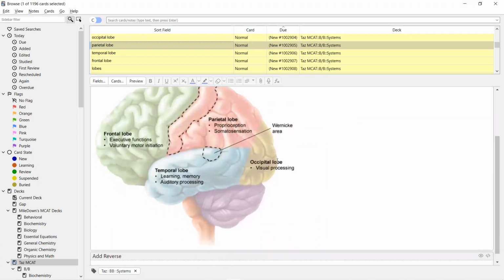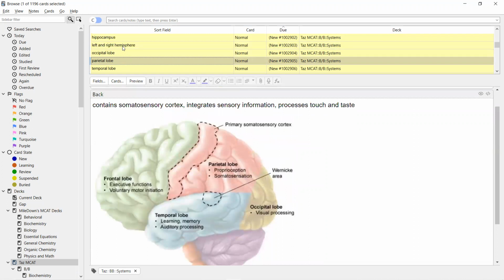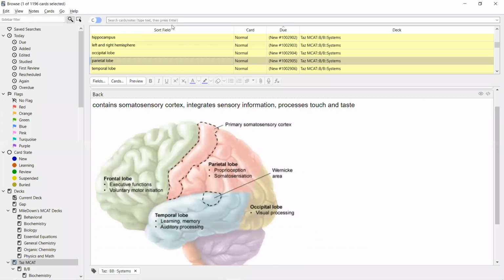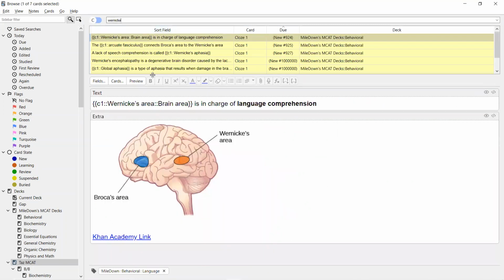So for example, here we have Wernicke's area. There's also another area. Let me just make sure I'm not confusing them. Wernicke's area, yes. So Wernicke's area and Broca's area. There's two different areas, right? Wernicke's area involves language comprehension, right? And Broca's area involves language production.